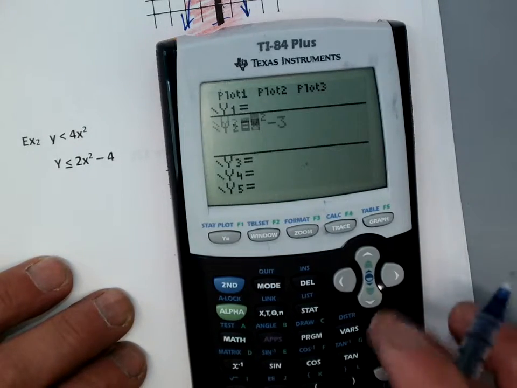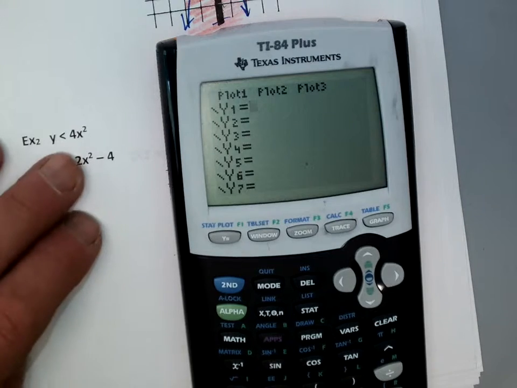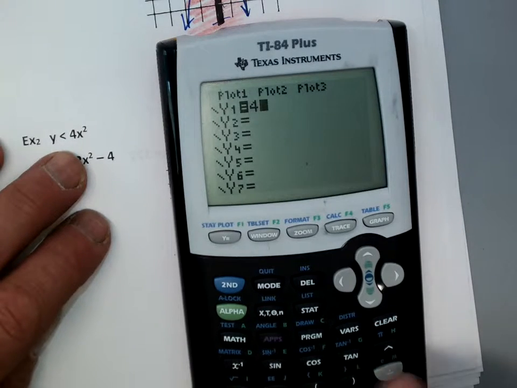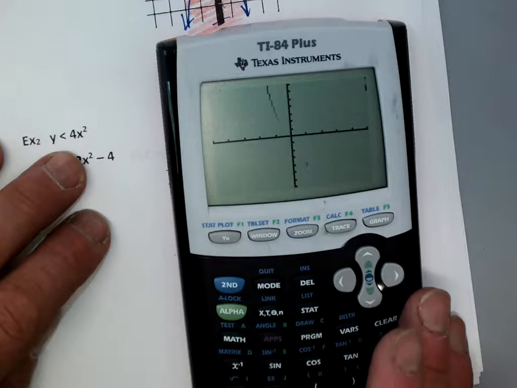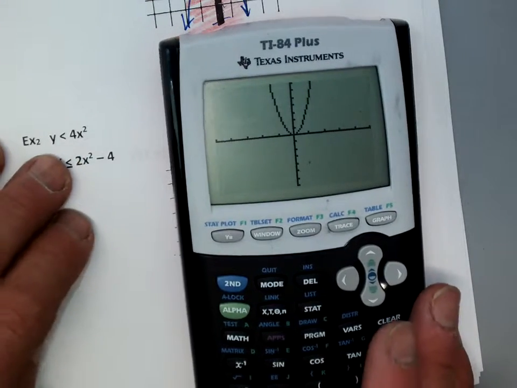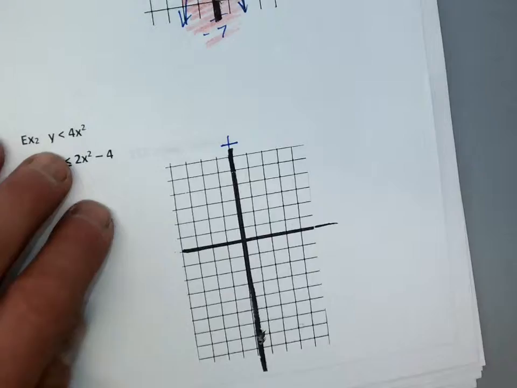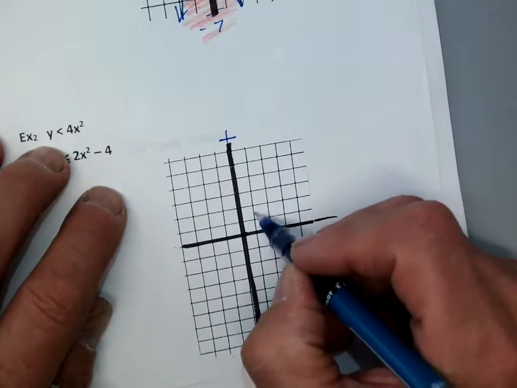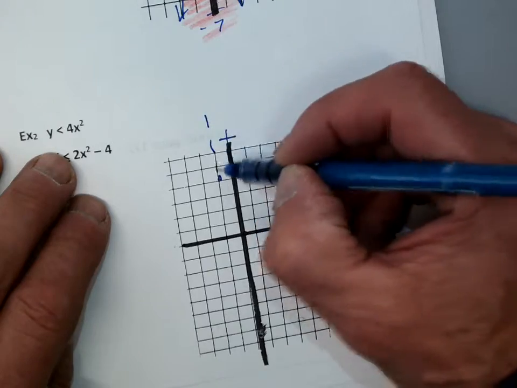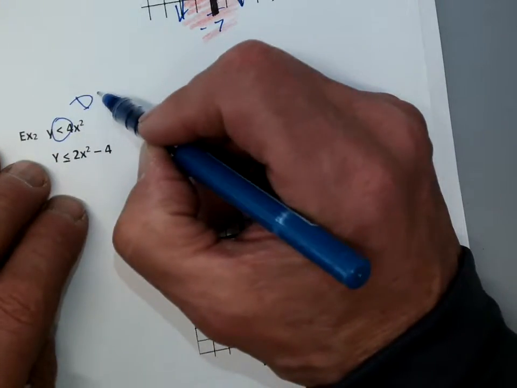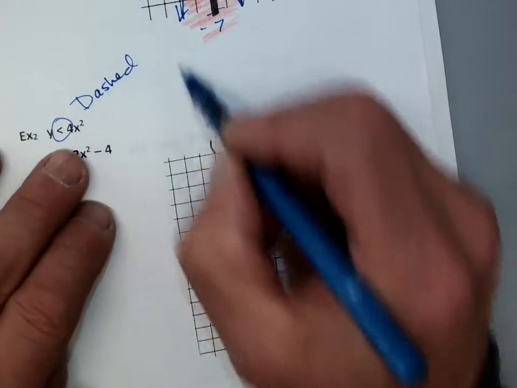Clear, clear. And I'm going to graph 4x squared. Okay, there it is. It's fairly steep because of the 4. So it's going to look like this: 1, 2, 3, 4. I'm going to have a dashed line. It has to be dashed because there's no equal sign.